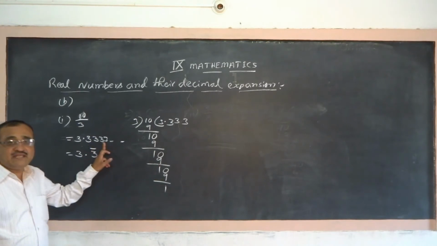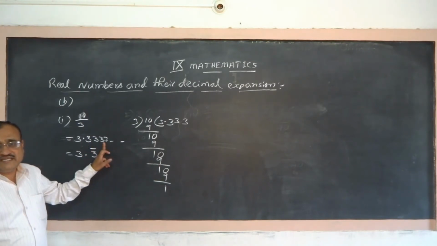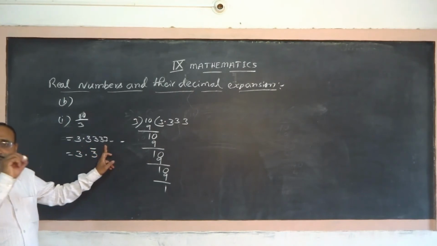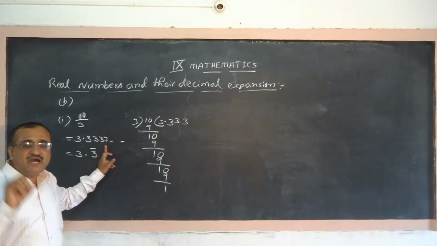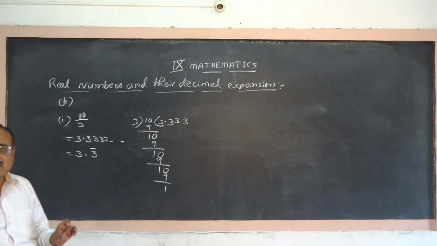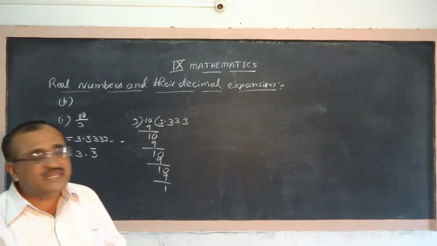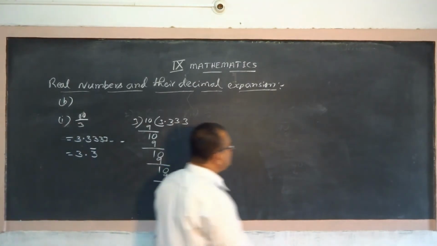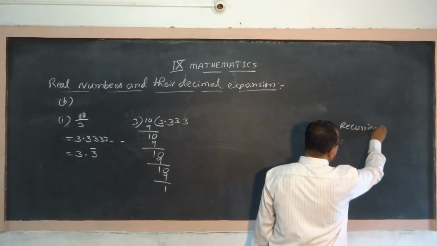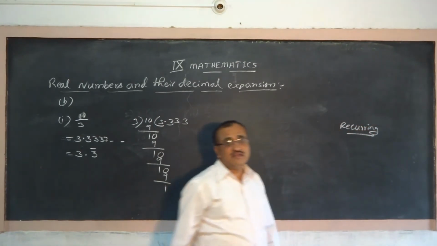Consider the repeating digit, take one among them and put the bar. When you put the bar, that indicates that it is repeating. This repeating we call by another name, recurring. It is recurring. Is it right?